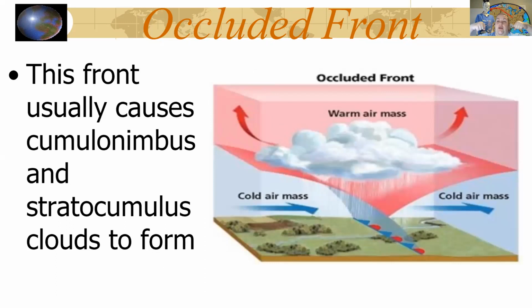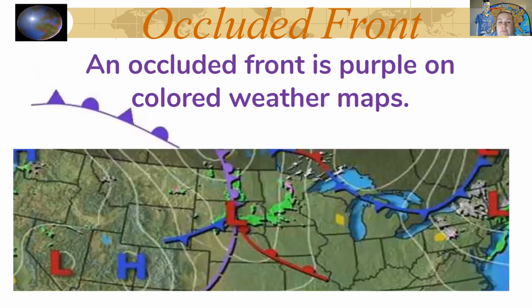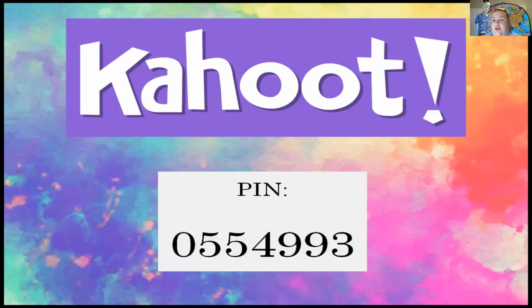So just like when you have those two cold air masses moving together really fast and they hit each other, they're going to force that warm air in the middle up and out. And occluded fronts are purple, and they have the triangles and the bumps facing the same way on a weather map.